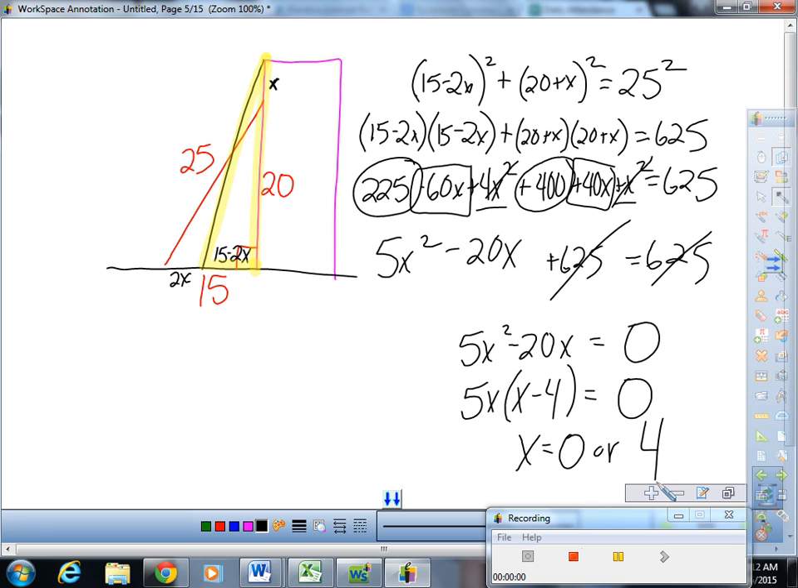Okay? From this, what value can I put in for x that, when I multiply it by something, gives me 0? Well, if I put in a 4, I have 5 times 4, which is 20, times 4 minus 4 is 0, and 20 times 0 is 0. So x is 4. What are they asking for in this problem? I think they're asking for this, right? So the answer would be 15 minus 8. The answer is 7. Okay?